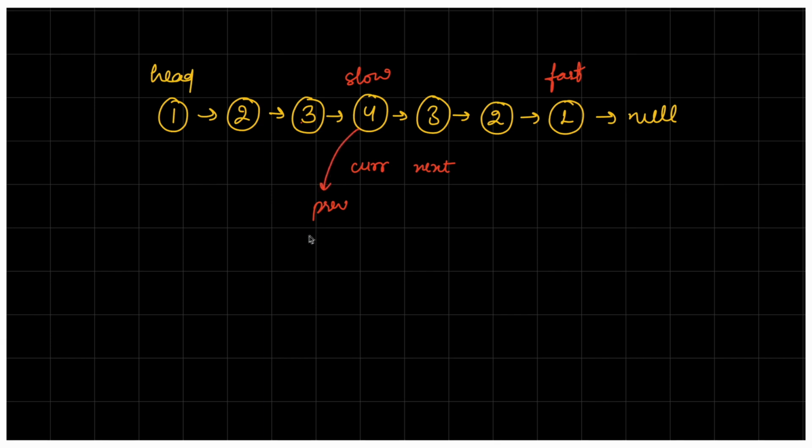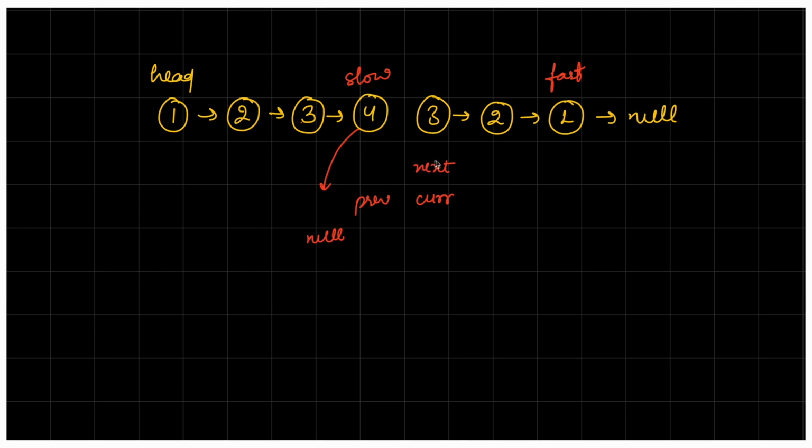Just make sure that previous is initially null, so current will start pointing to the previous. Then previous becomes current and current becomes next. Now we repeat these steps. Now 4 is pointing to null, which means this link is now broken.